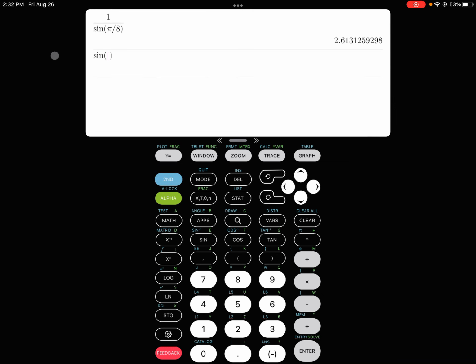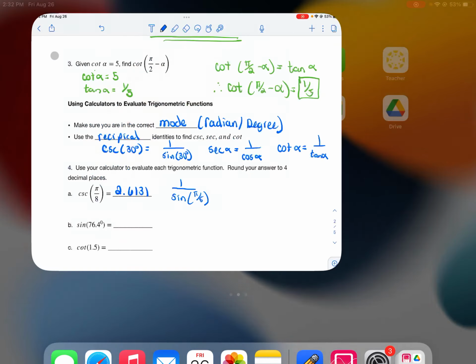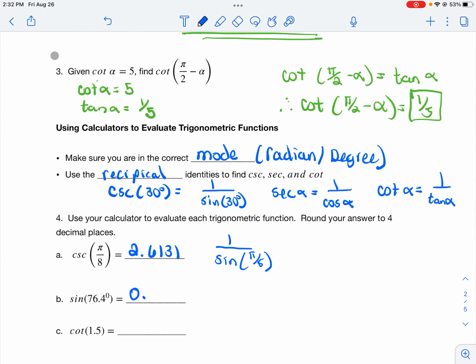And I'll hit sine, and I want it to do 76.4 and enter. And that is what the sine of 76.4 is equal to. 0.97196, but it asked to round to 4 decimal places. So you look at the fifth, which is the 6, and round that up. So I would write my answer to this one as 0.9720. Okay. Now this last one is asked to find cotangent of 1.5.